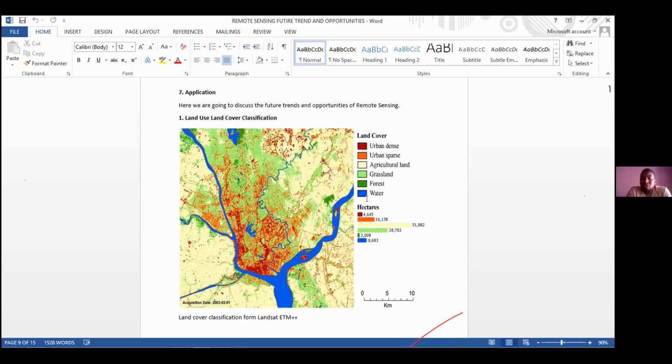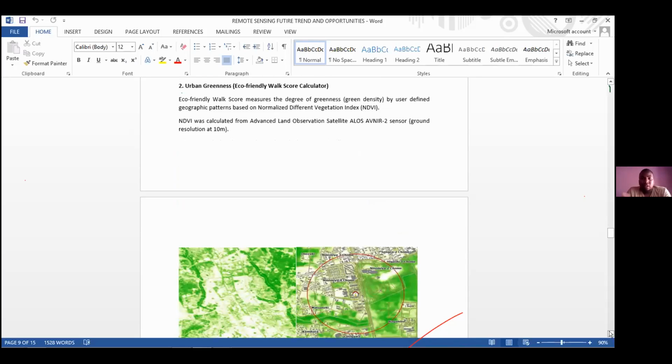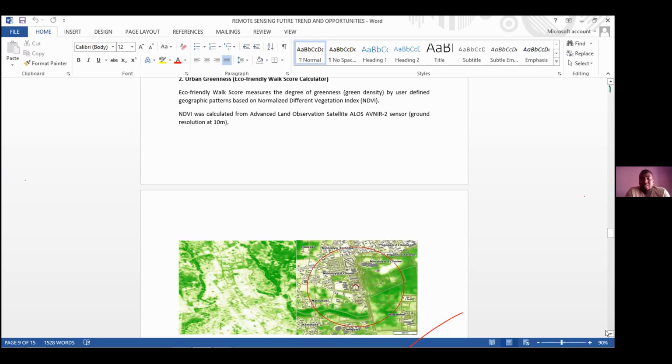Then the next application of remote sensing is what you call urban greenness, or eco-friendly walk score. You do this using an eco-friendly walk score calculator. What's the purpose? What do I mean by this? In most urban areas, for instance, I give an example of Nairobi.